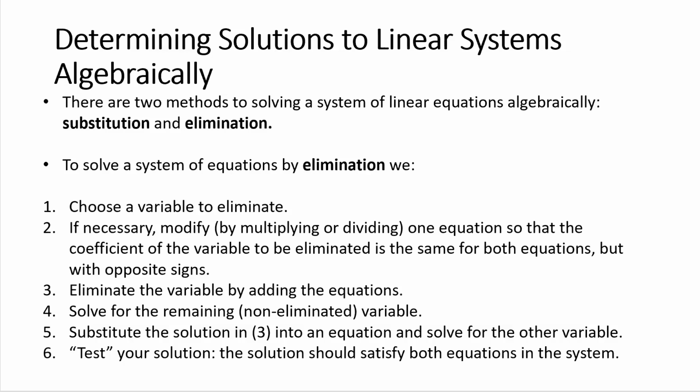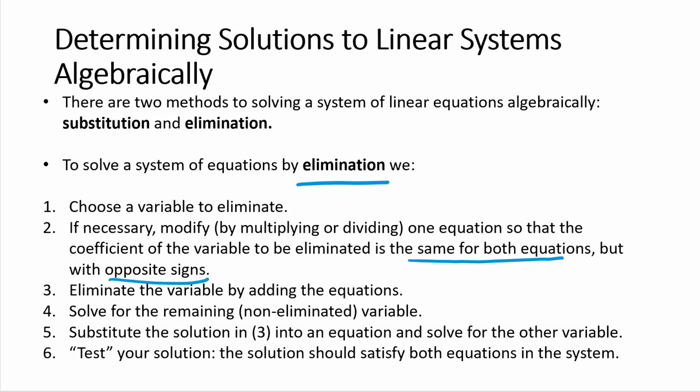So there's another way to determine a solution to a linear system algebraically, and that's by the process of elimination. What we'll do is choose a variable, x or y or whatever variable they give us. We'll choose one of those variables to eliminate. Then we're going to modify, by multiplying or dividing one of the equations, so that the coefficient of the variable to be eliminated is the same for both equations, but with opposite signs.